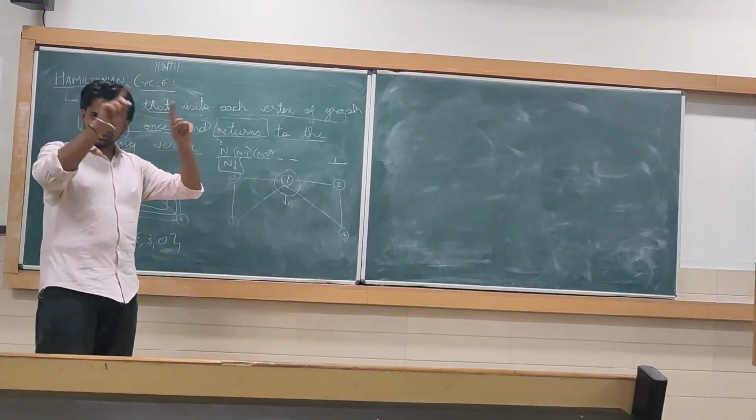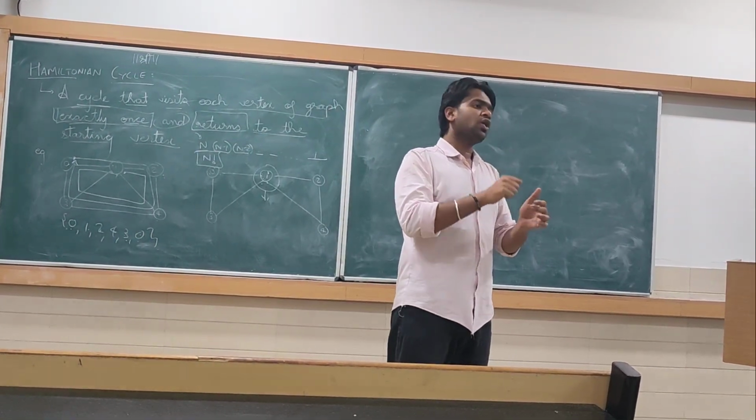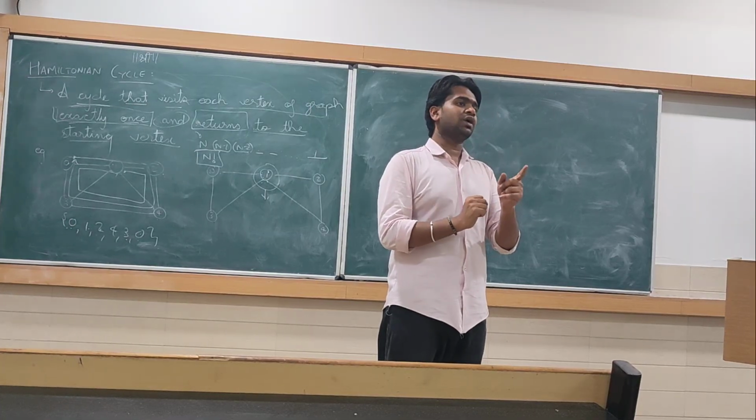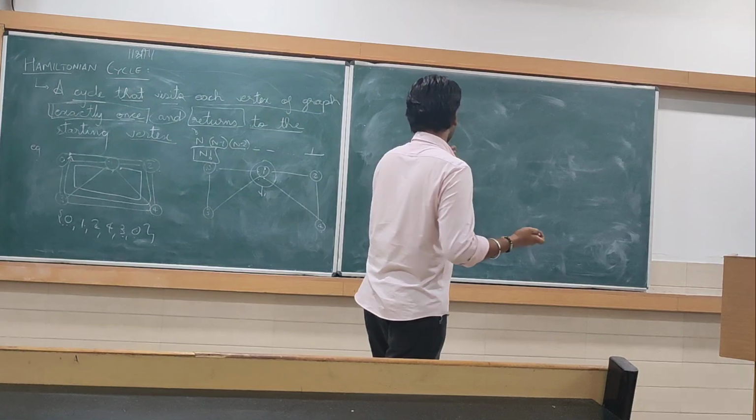Are you getting it? Since it's a cycle, it starts and ends at the same vertex. All vertices are covered. Each vertex appears only once. So you could start from any vertex. So that's the best part.